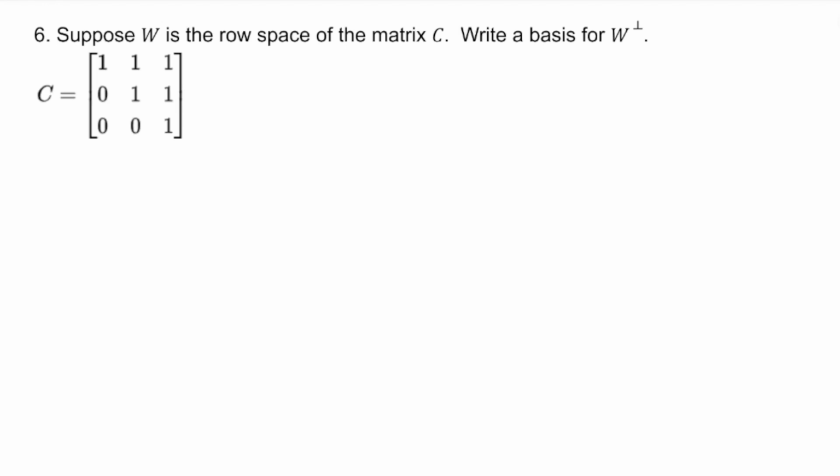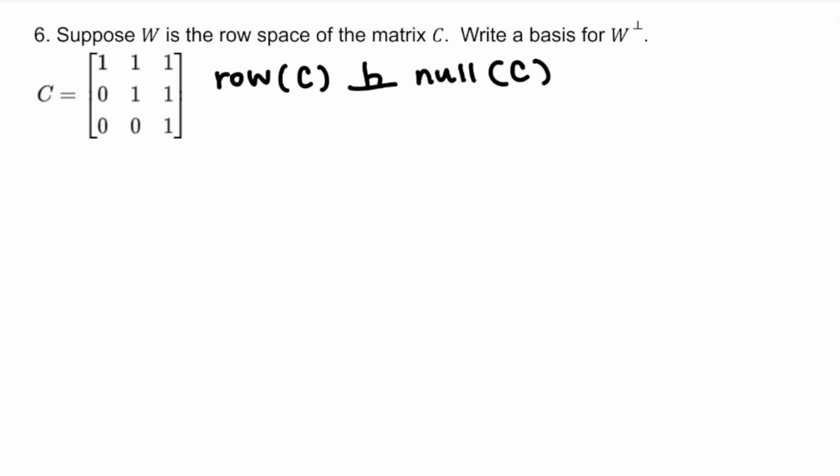Number 6 is asking us to write a basis for the orthogonal complement to the row space of the matrix C. Okay, so what we know about that is that row space is orthogonal to null space. And then, looking at matrix C, I can tell that it's non-singular just looking at it. It's got 3 pivots. I could reduce it to the identity matrix. It's upper triangular with all non-zeros along the main diagonal. However you want to describe this, it's got a non-zero determinant.